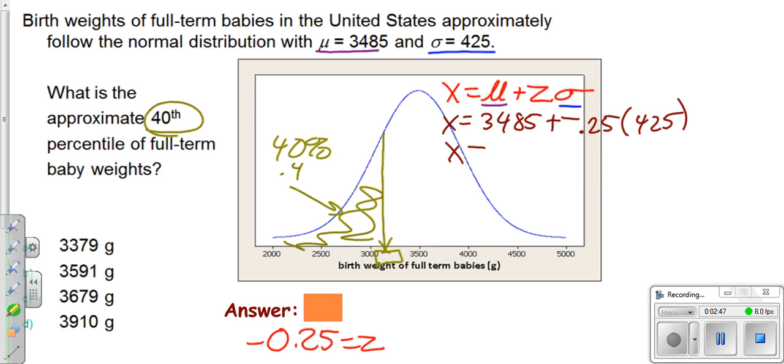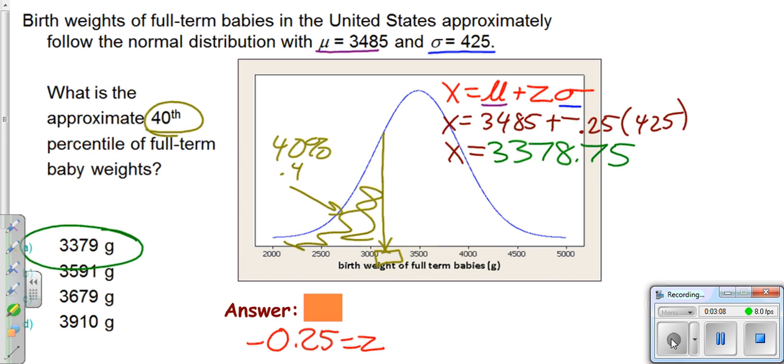Now I'm going to go ahead and type that into my calculator, which gives me this, of which none of those show up over here to the left. However, answer A is extremely close, so we're going to choose answer A.